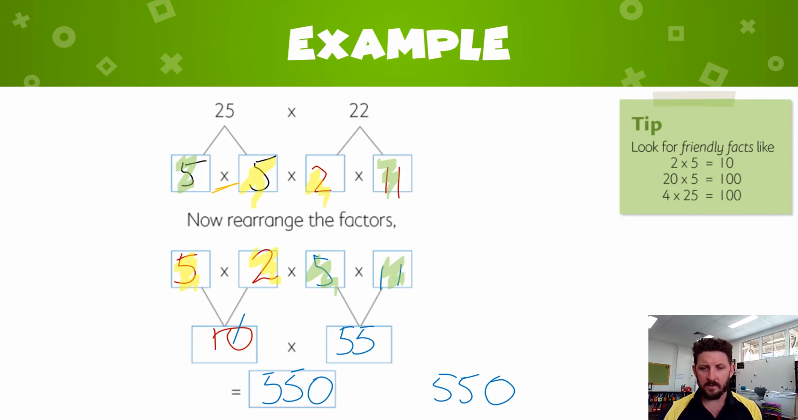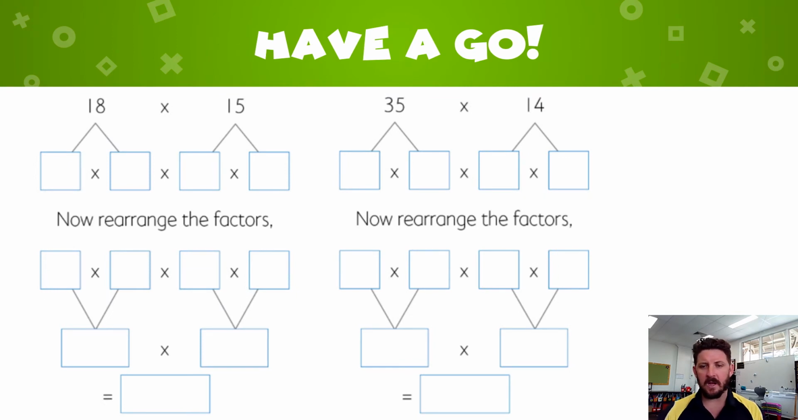Alright, here's two that you can now go on with and have a go. You can see on my left hand side that I have 18 times 15. On my right hand side I have 35 times 14. It's set out the exact same way as what I've just done. Split up your factors, find your friendly facts, put those together, multiply it, and get your answer. Have a go, pause now, come back and we'll check them.